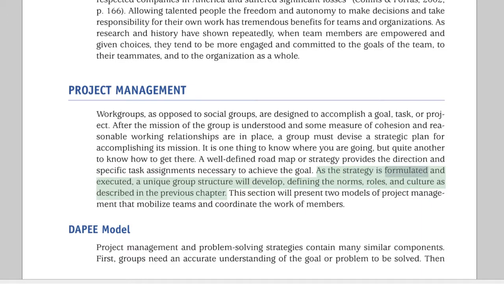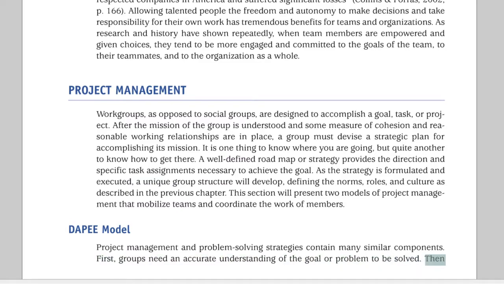As the strategy is formulated and executed, a unique group structure will develop, defining the norms, roles, and culture as described in the previous chapter. This section will present two models of project management that mobilize teams and coordinate the work of members. DAPEE model. Project management and problem-solving strategies contain many similar components. First, groups need an accurate understanding of the goal or problem to be solved.